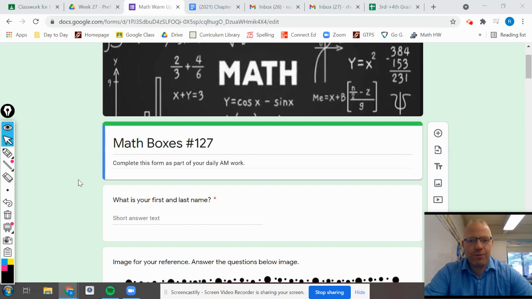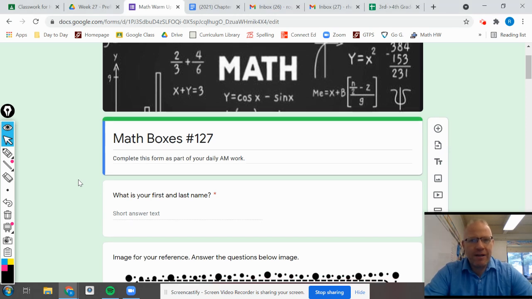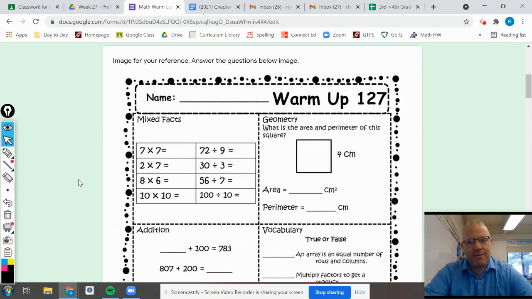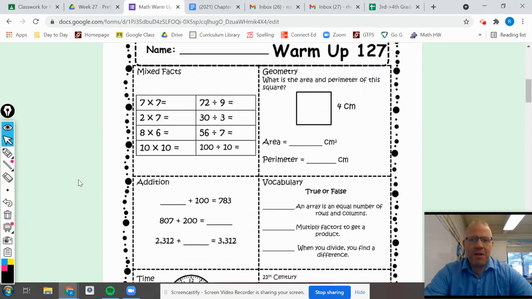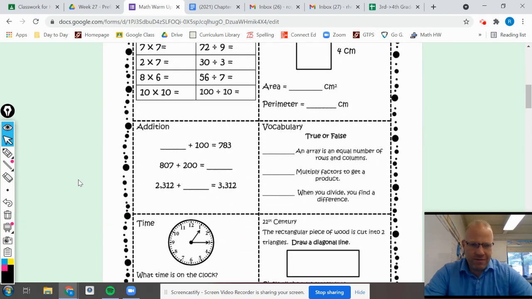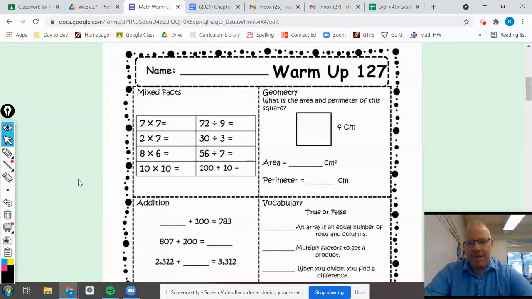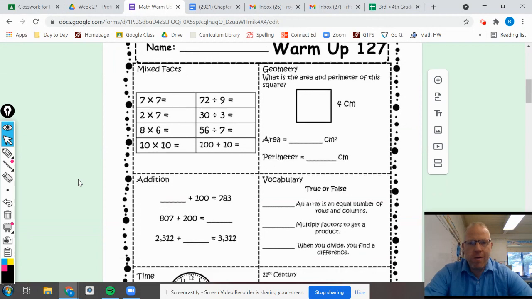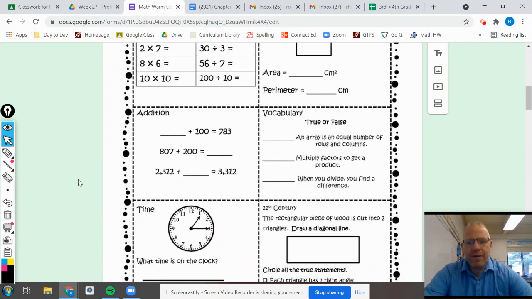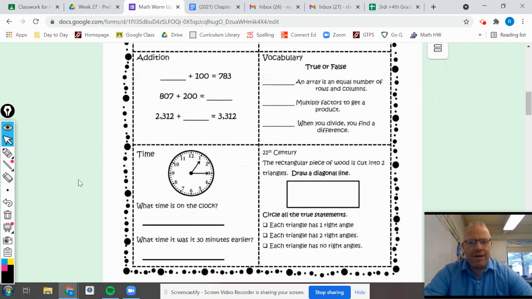We're on number 127. As we get started today, make sure you put your first and last name in the box. Then come on down and you can see we're doing multiplication, division, addition, time, geometry with the area and perimeter of a square, vocabulary, and our challenge problem.